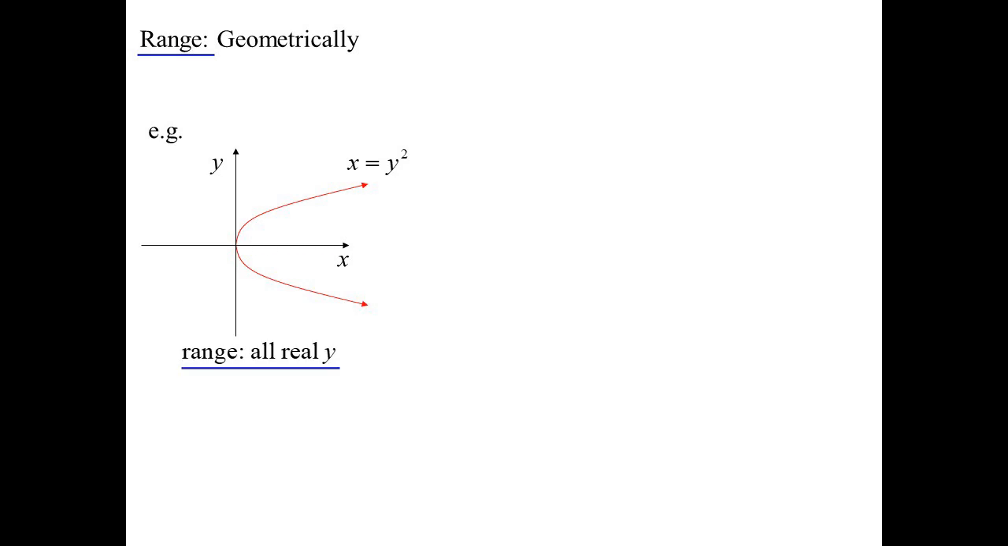What about the range then? What do we look for when we see the range? Again, visually, a lot easier, because visually I can see that there are no breaks in that curve at all when I'm looking at it vertically. So it must be all real y. And don't just say all reals, by the way, because if you say that, I'm going to say, well, hang on, x values or y values? You've got to tell me. So it's the y values.